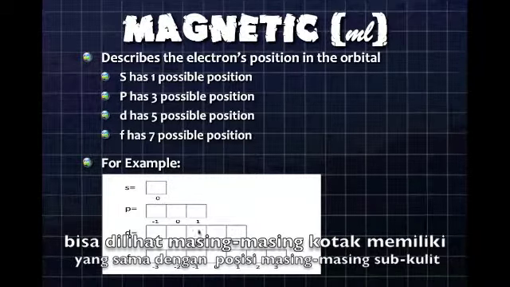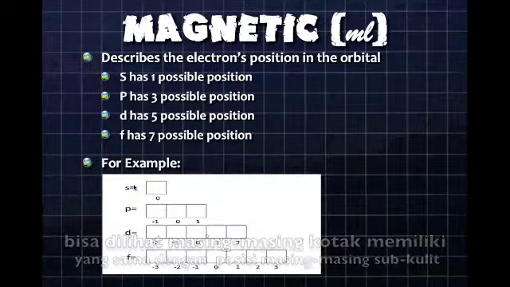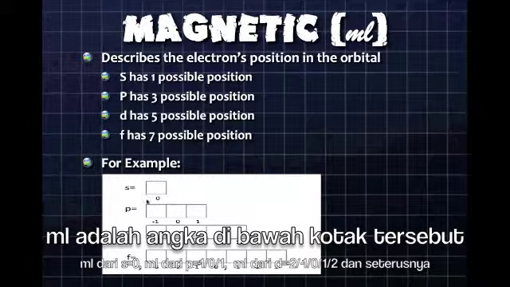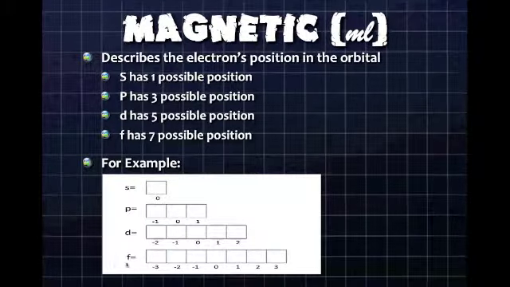The s has 1 possible position, so the ml of s is 0 because it's only 1. And then p has 3, so it can be negative 1, 0, or 1. And then d has 5, so it can be negative 2, negative 1, 0, 1, or 2. And then f can be negative 3, negative 2, negative 1, 0, 1, 2, or 3.